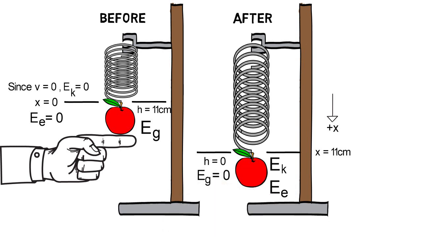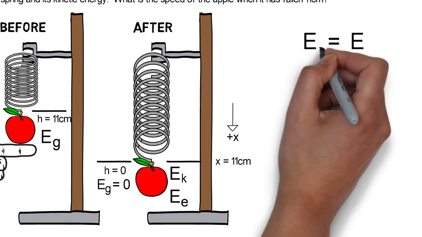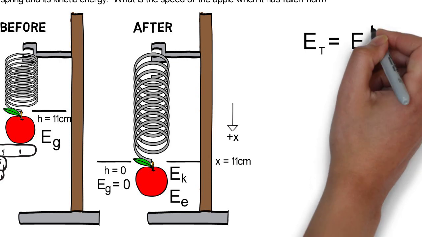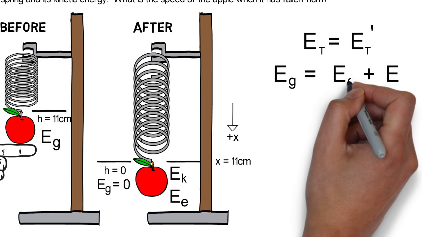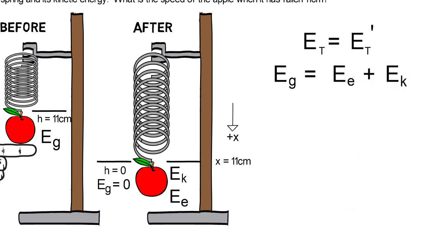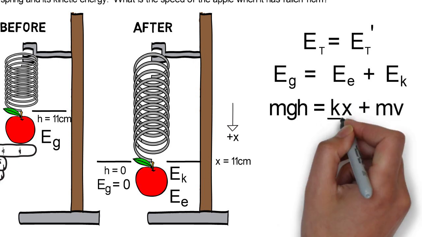So here we can set up our equation for energy conservation, where the total energy before equals the total energy after. Before, we only have gravitational. After, we have elastic and kinetic. Then we substitute the equation for each type of energy.